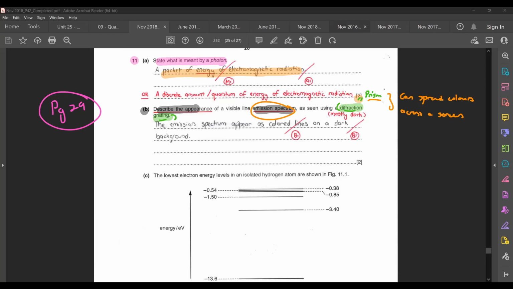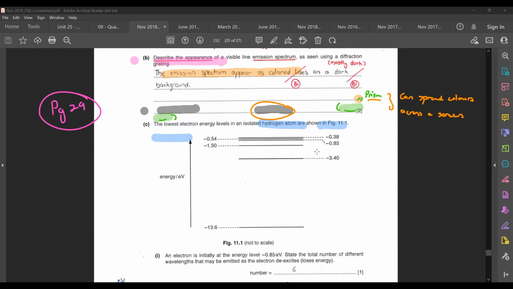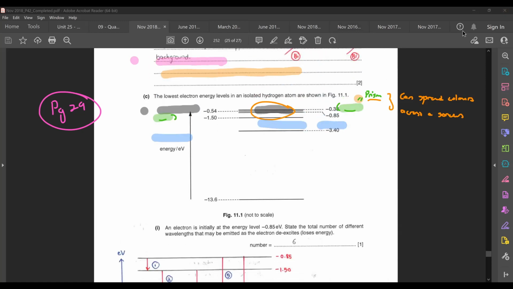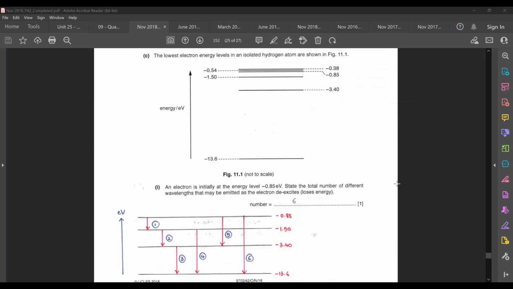It appears as a series of colored lines on a dark background. Here I did not write as a series of colored lines. You can actually just write it as colored lines on the dark background. That one will also be sufficient. So this is part B. Then next part, you look at part C. I'll just clear this off.